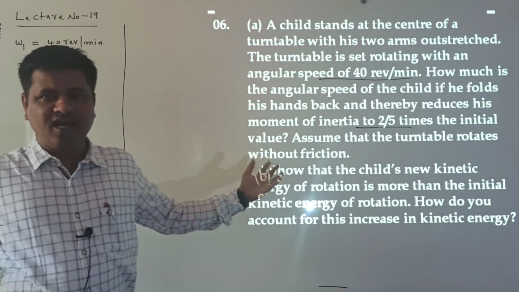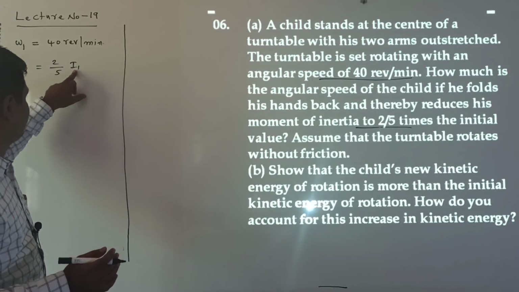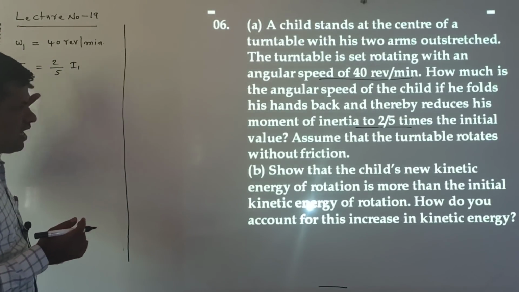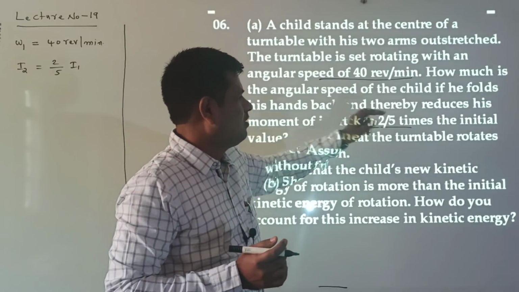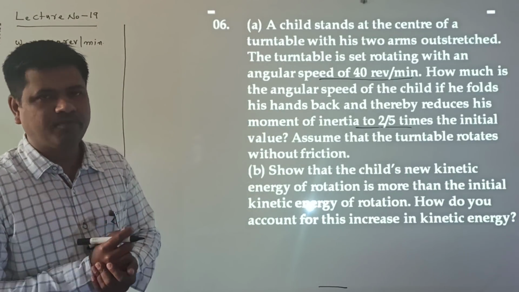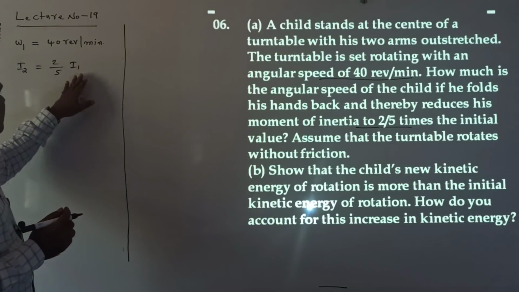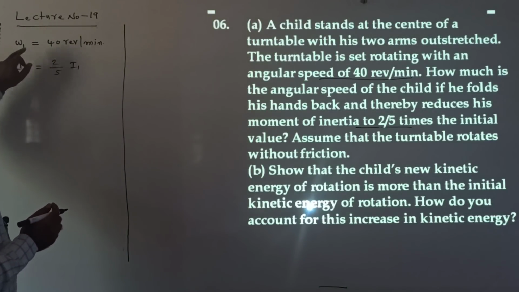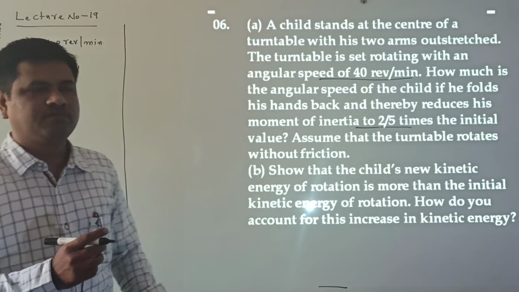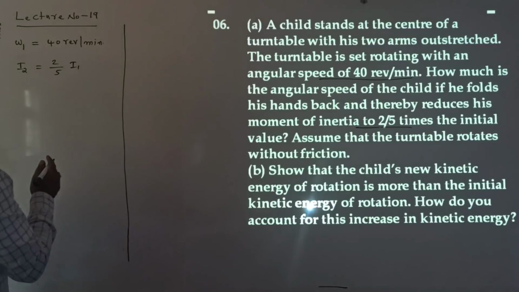When stretching the hands, the moment of inertia is I1. When bringing the hands towards the body, the moment of inertia is I2. That I2 is 2/5 times the initial moment of inertia, as given in the problem. I2 is equal to 2/5 of I1. Omega 1 is also given as 40 revolutions per minute. This is what is given in the problem.